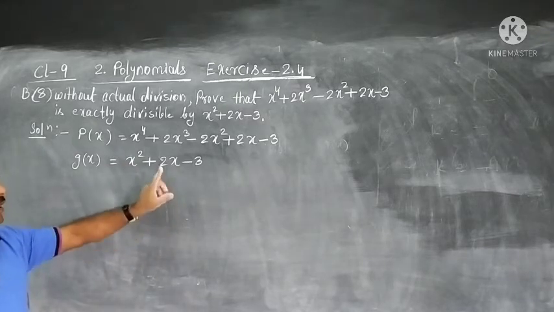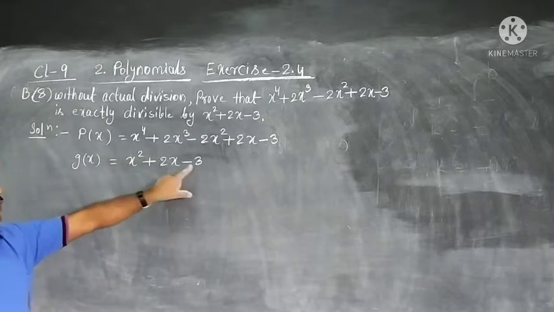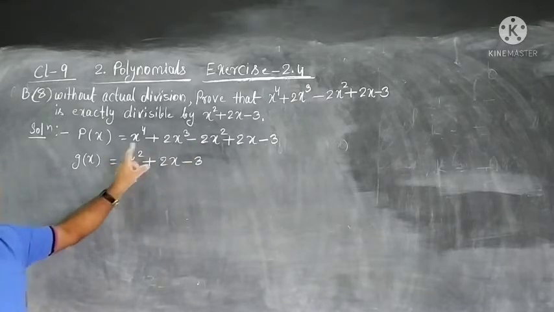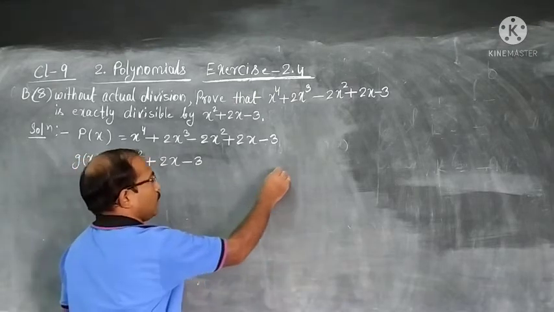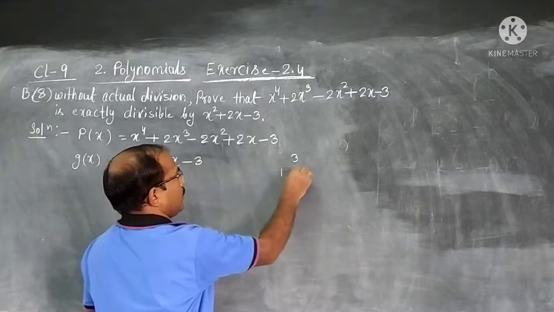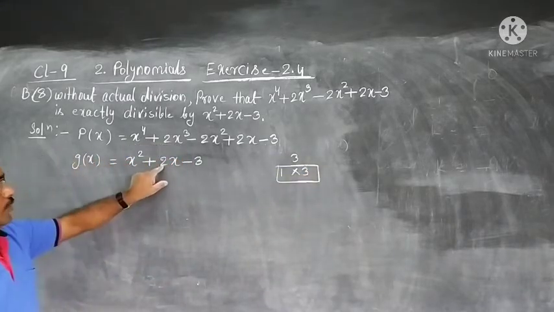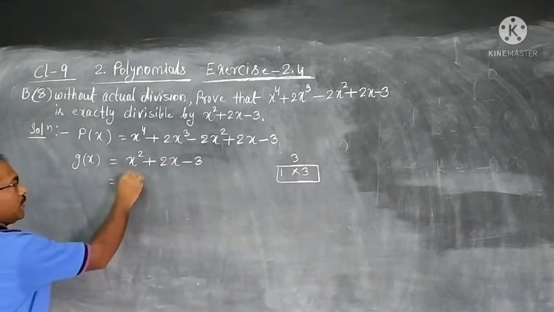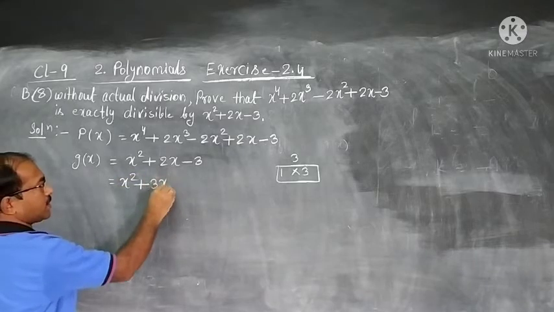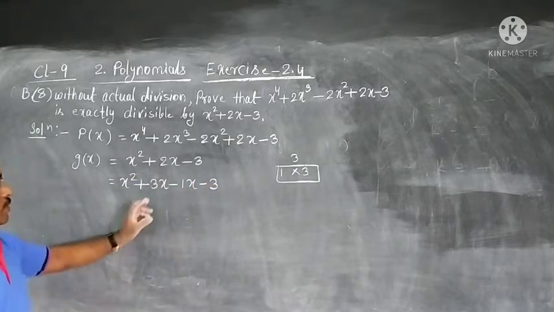It is a trinomial, and we know by splitting the middle term we can factorize it. The rule of middle term factorization is: first term coefficient into last term. So, 1 into 3 is 3, and the factors of 3 will be 1 and 3 only. So, we can split as 3 minus 1. Very simple work: we can do directly x² + 3x − 1x − 3. Hope you have understood it.